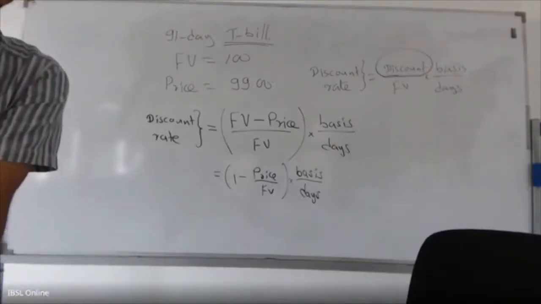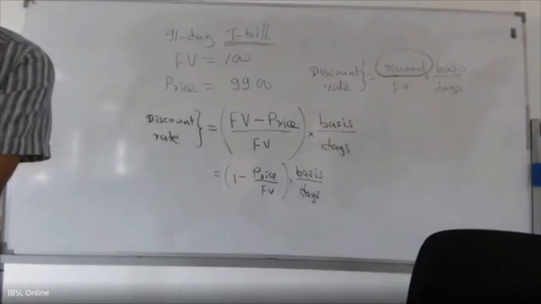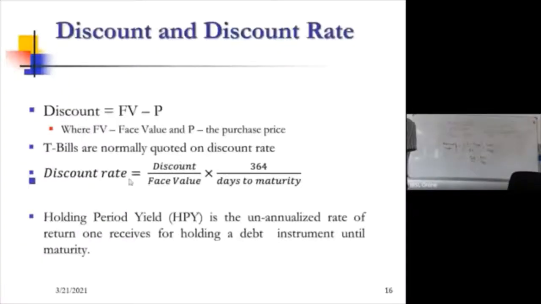So the discount rate equation is given. I have put 364 here, considering the Sri Lankan context. Remember, the days to maturity is the remaining number of days. Okay, we'll go back.